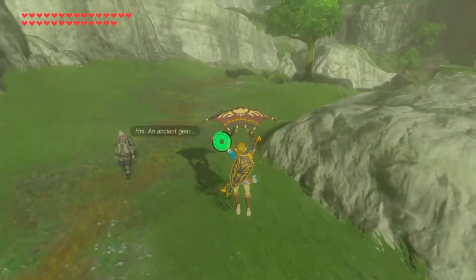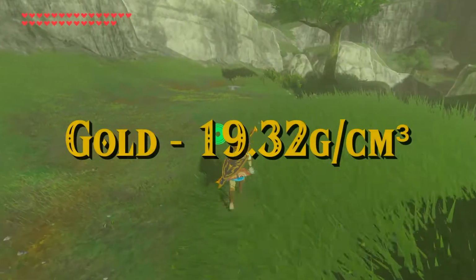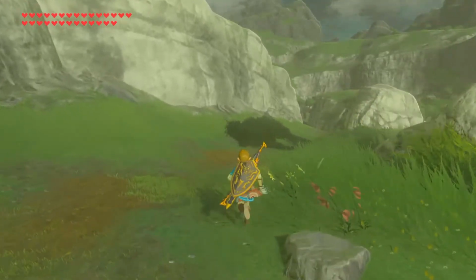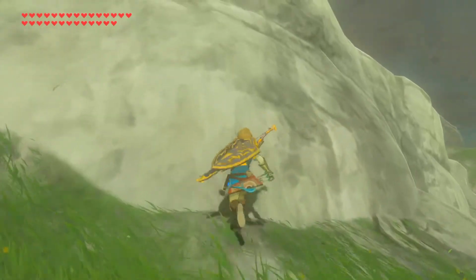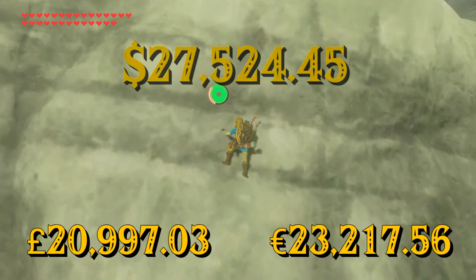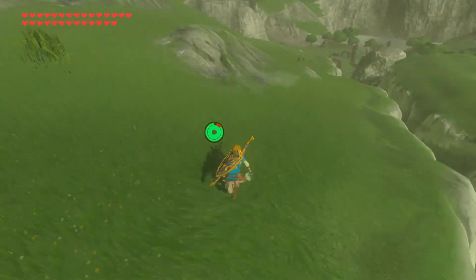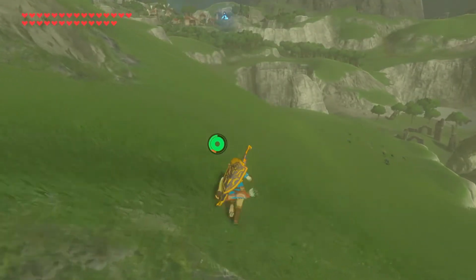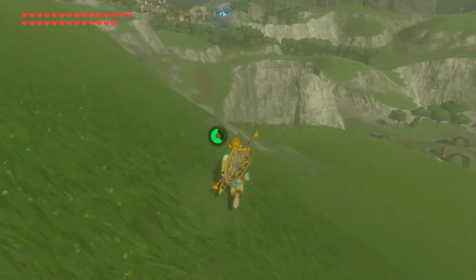Gold, on the other hand, is nearly double as dense as silver, at 19.32 grams per cubic centimeter, making a rupee weigh 439.3 grams and costing $27,524.45. So even though the gold rupee is way heavier than the sapphire one, it doesn't change the fact that sapphire is worth about 8 times more than it.